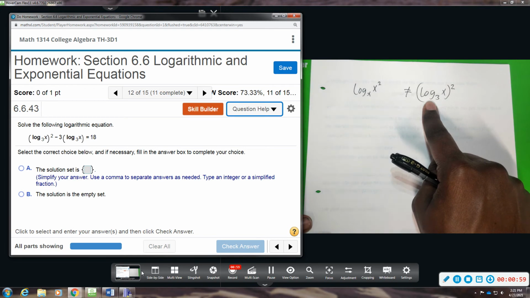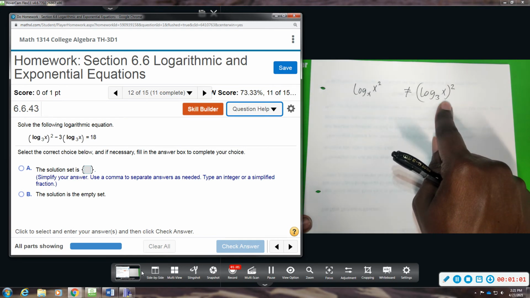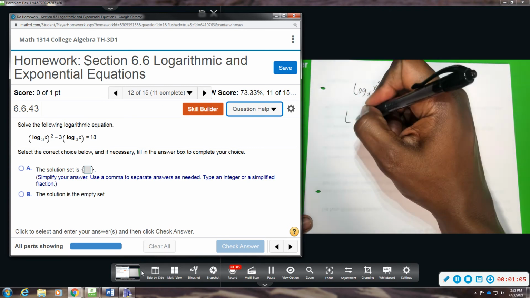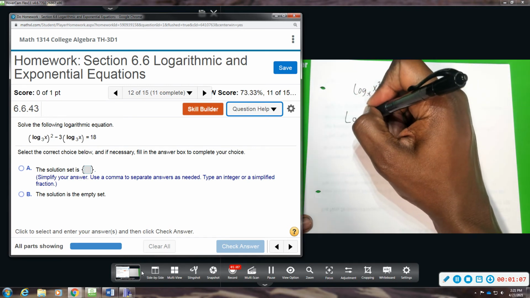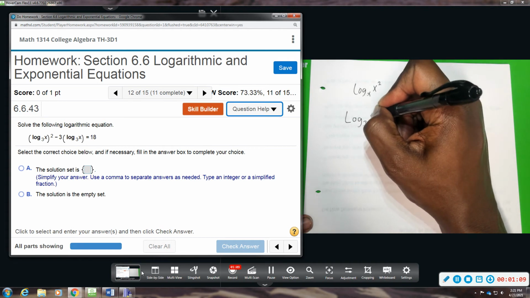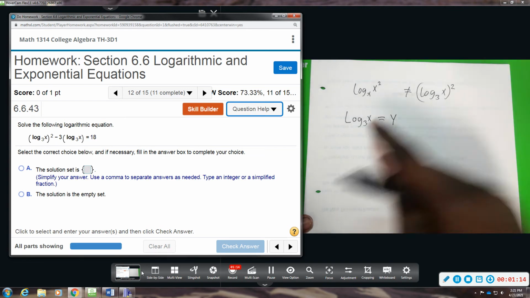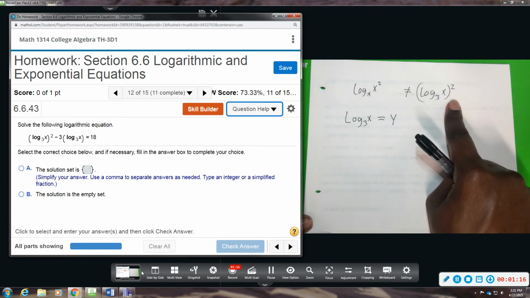We have log base 3 of x for both our log expressions. So we're going to let that equal something. We're going to say log base 3 of x, we're going to let that equal y. We're going to use a substitution method. So this whole thing equals y.